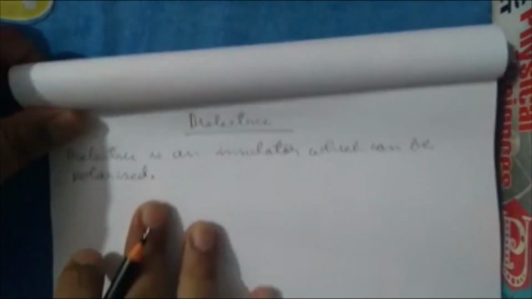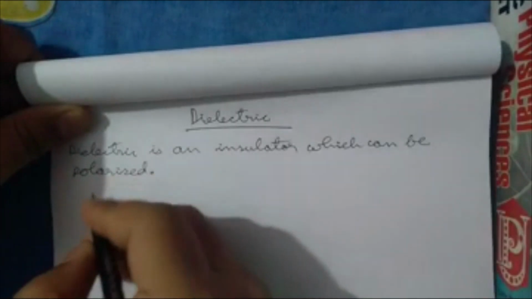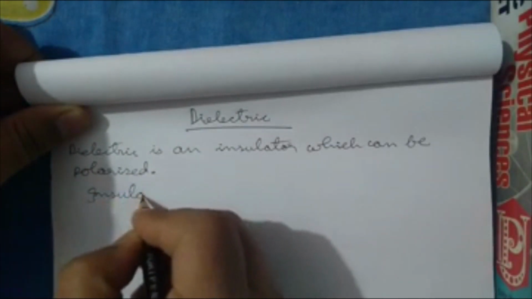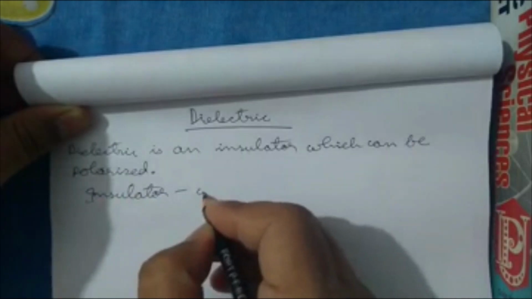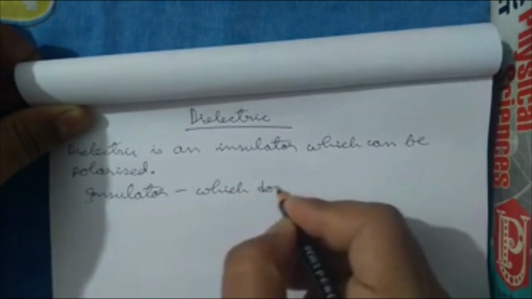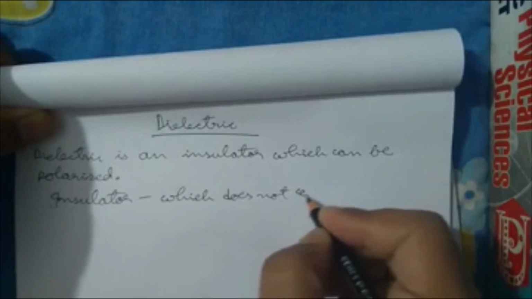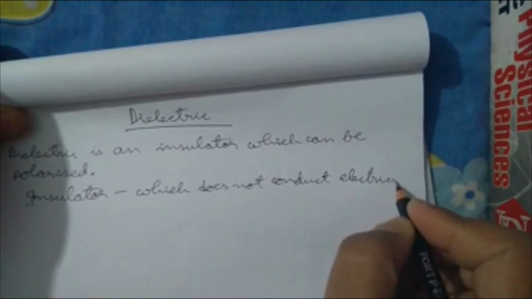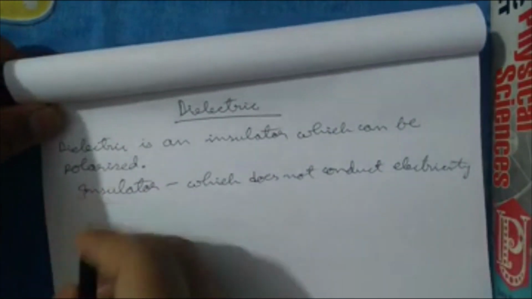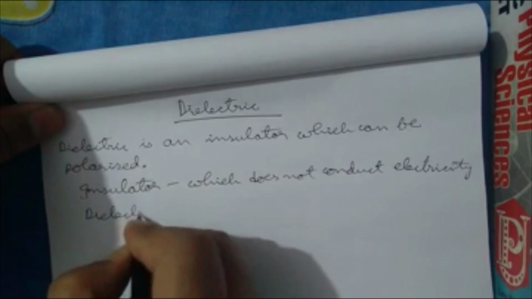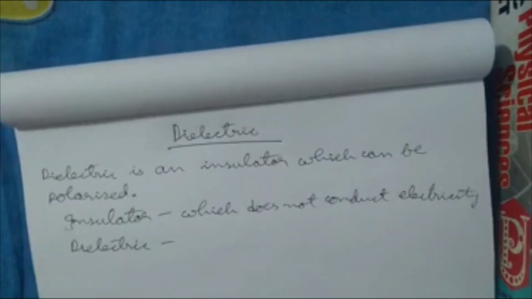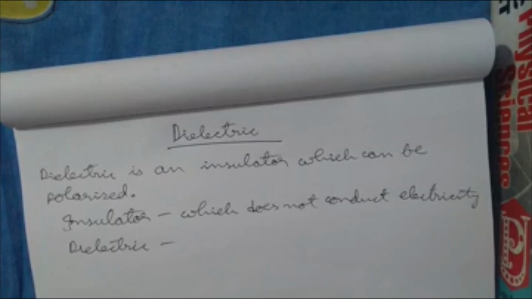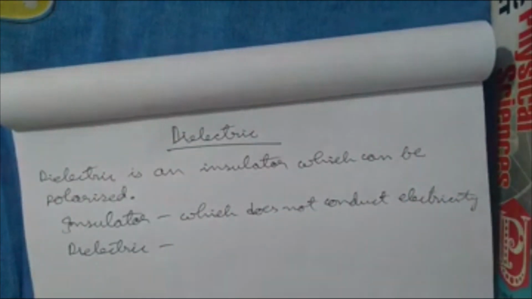So what is an insulator? An insulator is a material which does not conduct electricity. Okay, now what is a dielectric? As I had told here, a dielectric is an insulator, that is, it does not conduct electricity. But what is its special property? That it can be polarized.